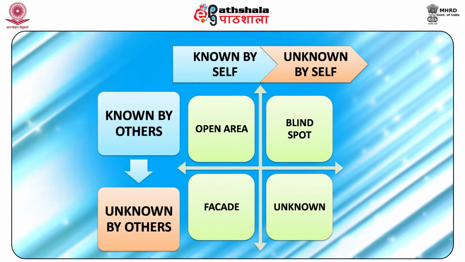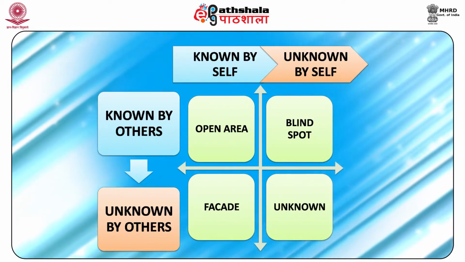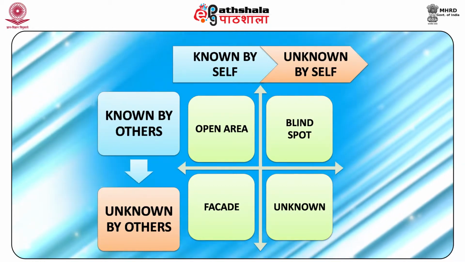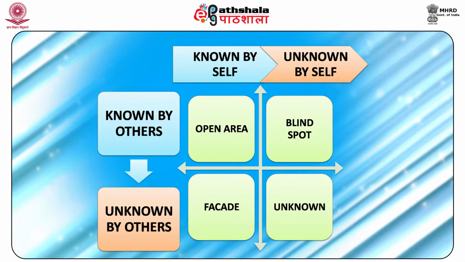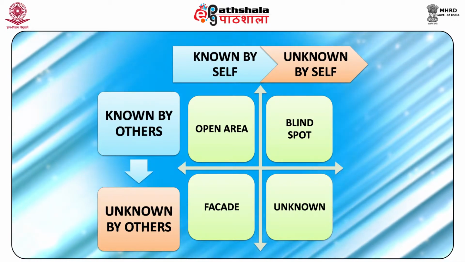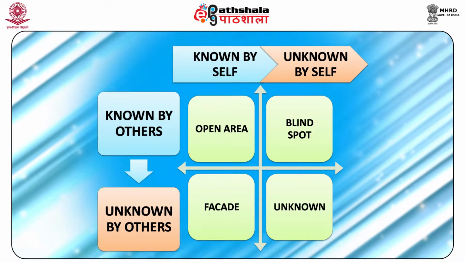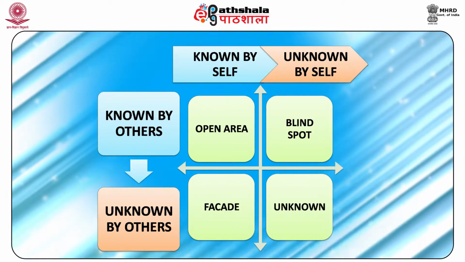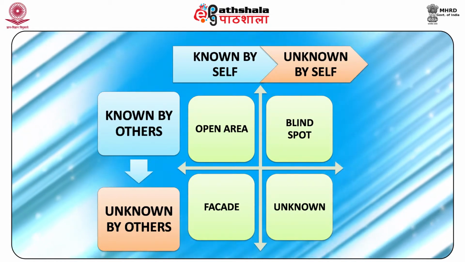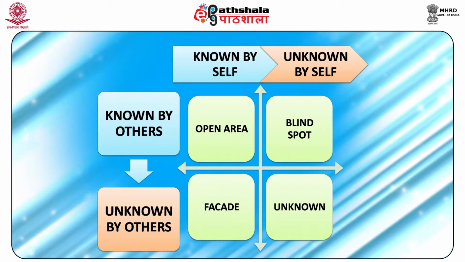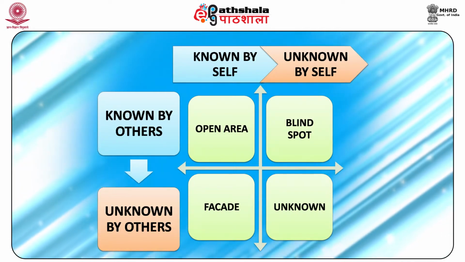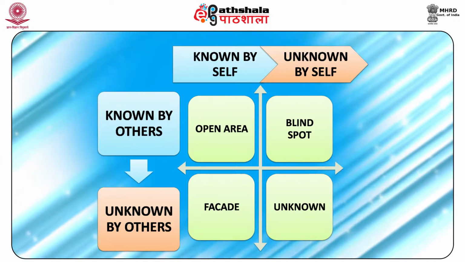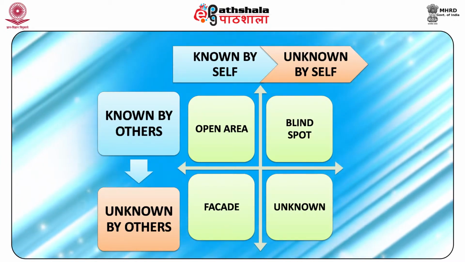What is known by the person about him or herself and is also known by others is the open area or the arena. What is unknown by the person about him or herself but which others know is the blind area or blind spot. What the person knows about him or herself that others do not know is known as the hidden area or facade. What is unknown by the person about him or herself and is also unknown by others is the unknown self.